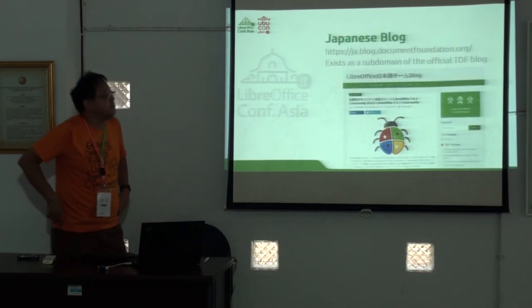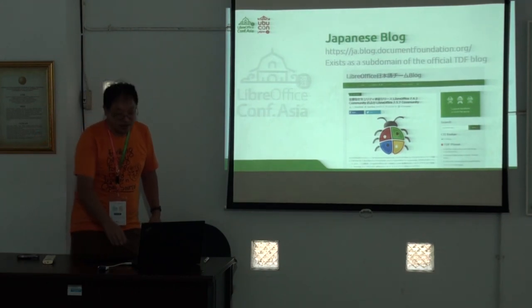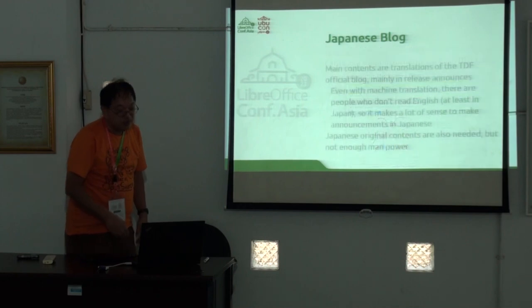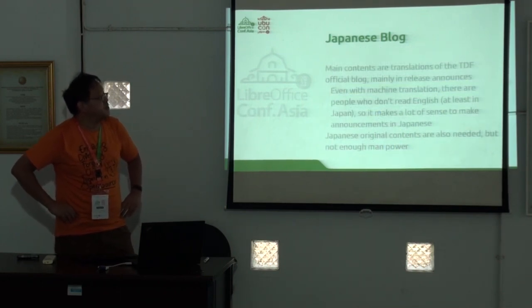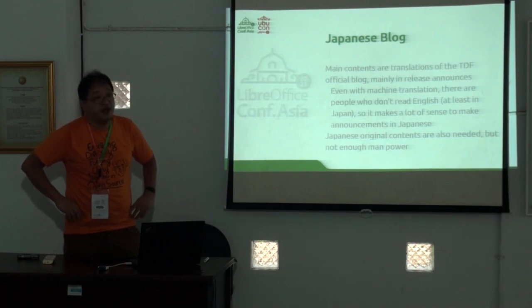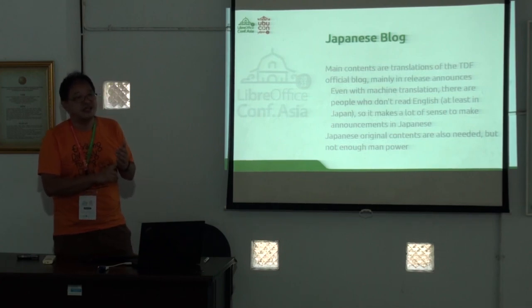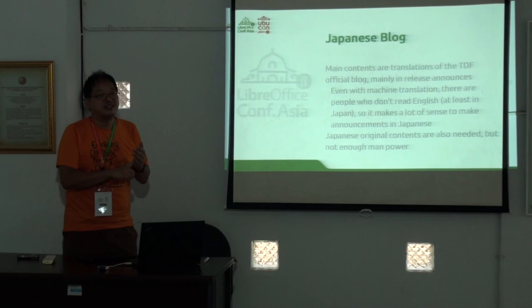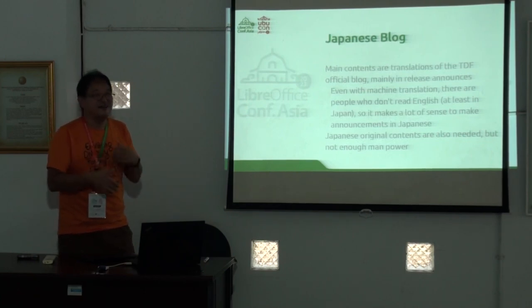And we have a Japanese blog that exists as a subdomain of the Observatory blog. It mainly contains translations of the official blog, mainly release news and release announcements. For example, we offered LibreOffice 7.6.2. This includes security vulnerabilities fixed, so you have to upgrade now.